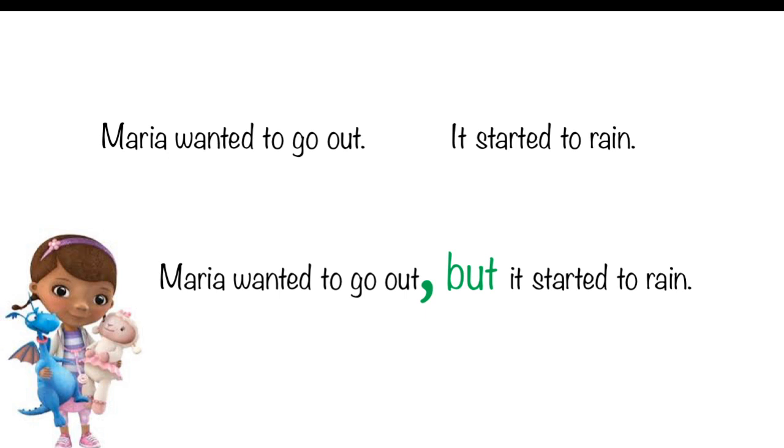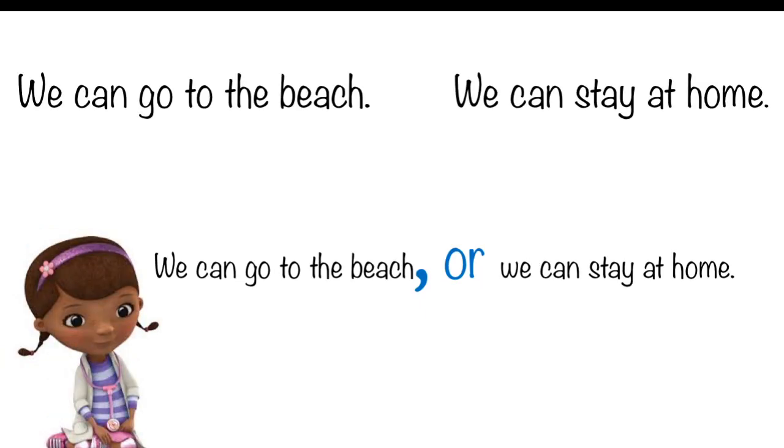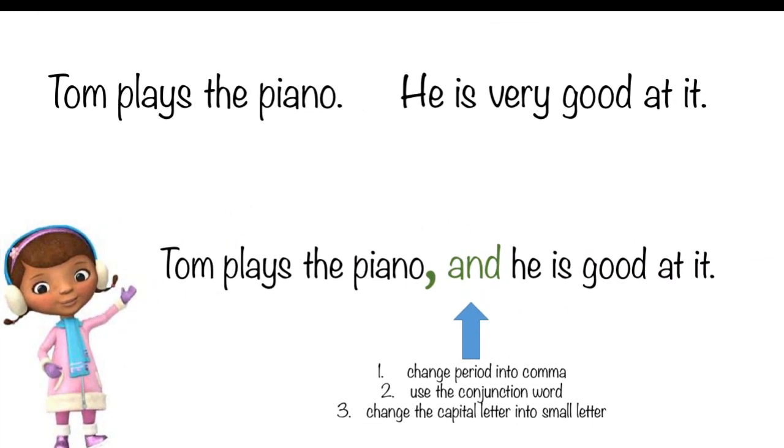That means it was not the same thing. She could not. Here I showed you the choice. We can go to the beach, we can stay at home. You have a choice: either you stay home or you go to the beach. So the conjunction word or is showing the choice. But still, don't forget, the most important detail is that you need to put the comma in front of the conjunction words. Now, let's go step by step.